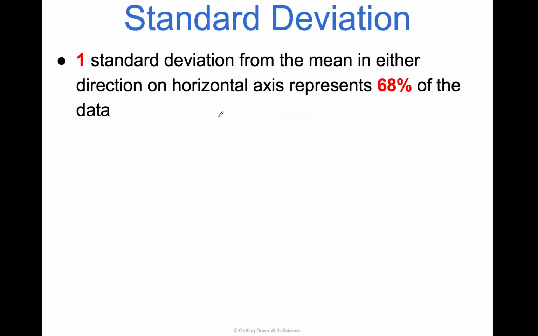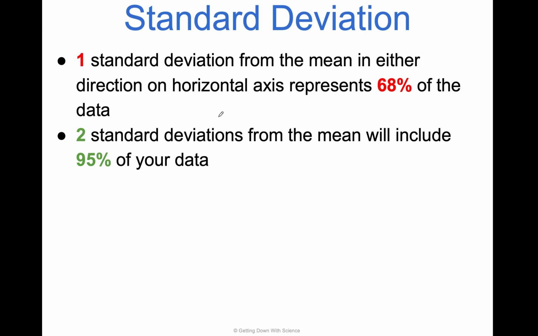So, 1 standard deviation from the mean in either direction on the horizontal axis represents 68% of the data, right? So if you are saying that there's a data point that is within 1 standard deviation from the mean, then that is really great. That means 68% of the data hangs out in there. 2 standard deviations from the mean will include 95% of your data. This is one of the reasons why scientists say 95% of the time, or 0.95 is a p-value. Because we want 95% of our data to be just 2 standard deviations away from the mean.